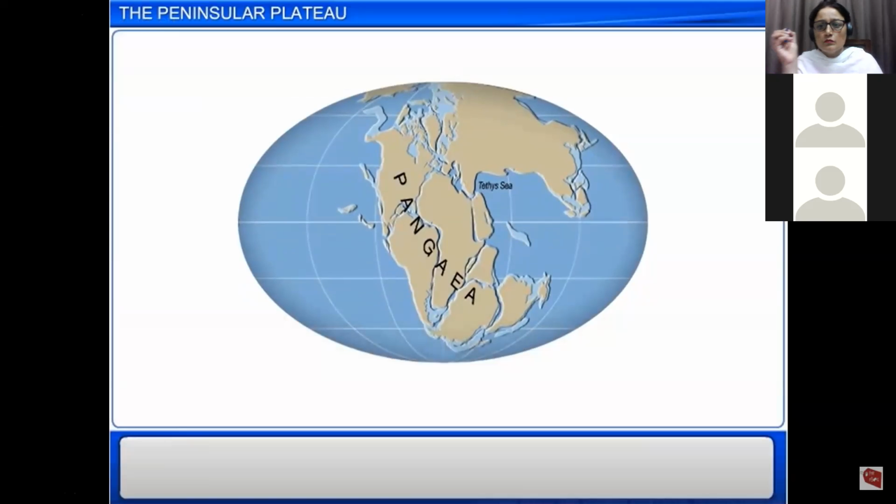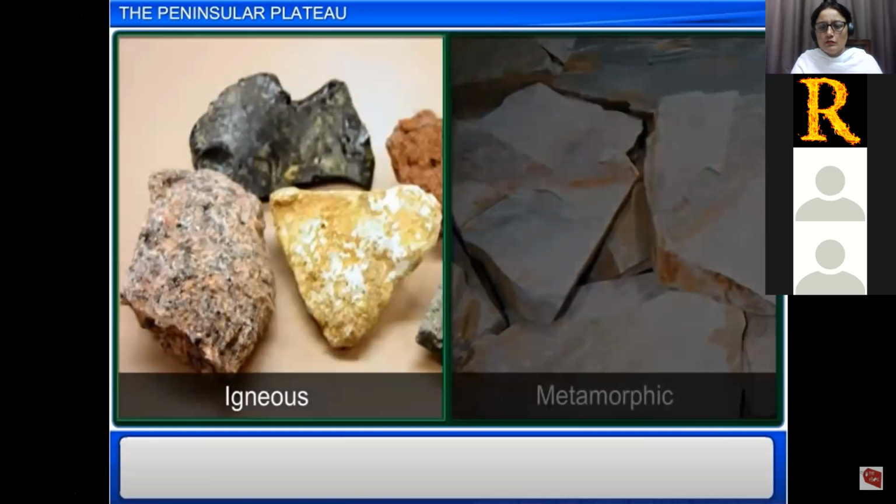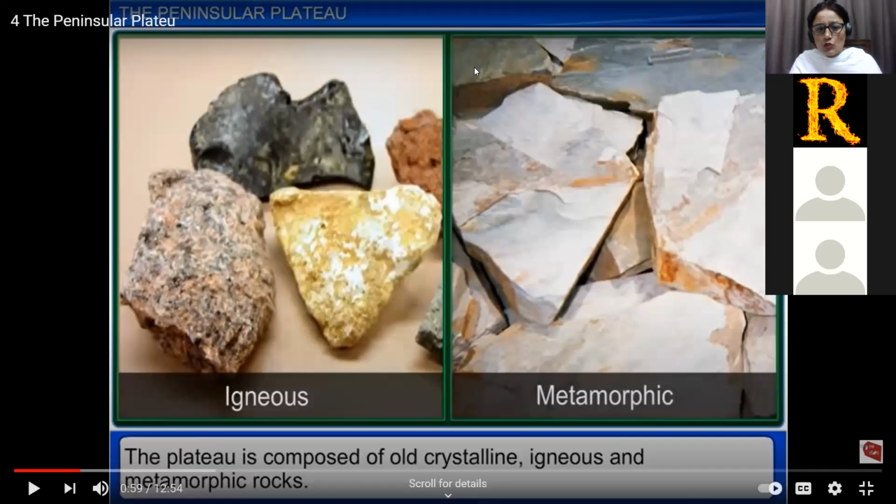This is also evident in the composition of the plateau. It is composed of old crystalline, igneous, and metamorphic rocks. Now let's understand this point. This whole of southern India is actually made up of these kinds of rocks, which we call igneous and metamorphic rocks. Any one of you would love to tell me how igneous rocks are formed and how metamorphic rocks are formed? Anyone of you, raise your hand?